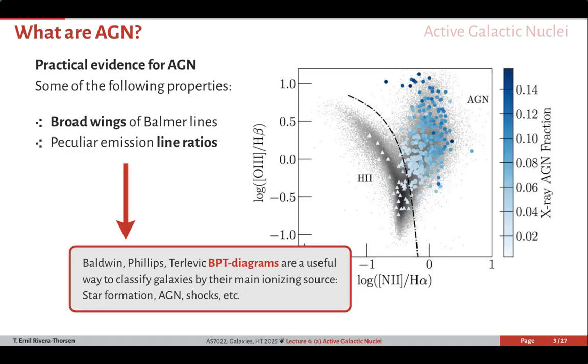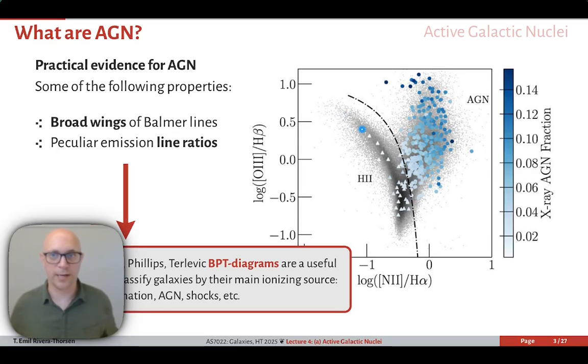If we look over here to the right, we see what is called the Baldwin-Phillips-Terlevich diagram, or BPT diagram, which is a little bit like the Hertzsprung-Russell diagram or the color magnitude diagram, in the sense that we are plotting not various colors or color magnitudes, but we are plotting various line ratios against each other. And just like in the Hertzsprung-Russell diagram, we can see that galaxies don't fall randomly over this phase space here. We see that there is kind of what we could call a main sequence of star-forming galaxies here.